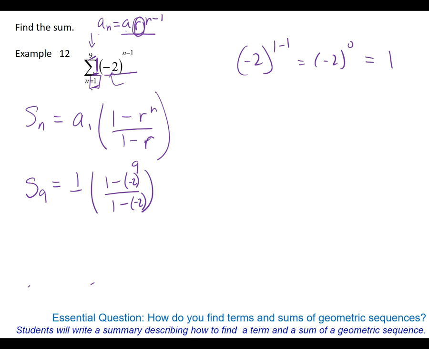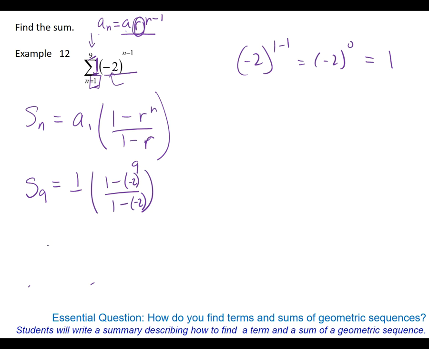Where you have to be careful is when it doesn't start at 1. The ratio is still going to be in there, but your first term will be different. Okay? If it starts at 0, or if it starts at another number other than 1, it's okay if it doesn't say n minus 1. It could say n. Sometimes it'll just say n, and the ratio is still right there.